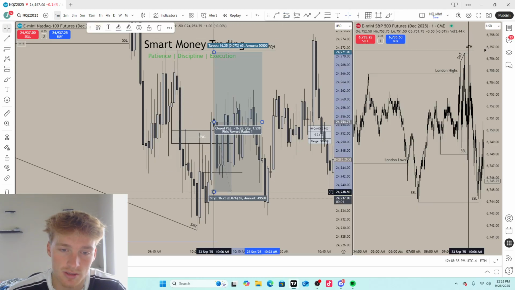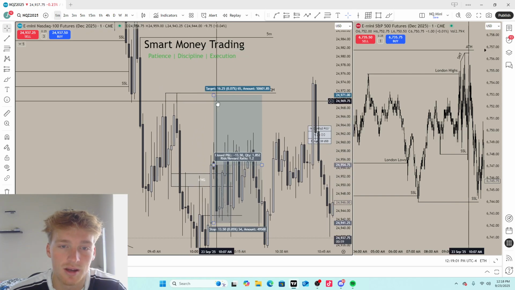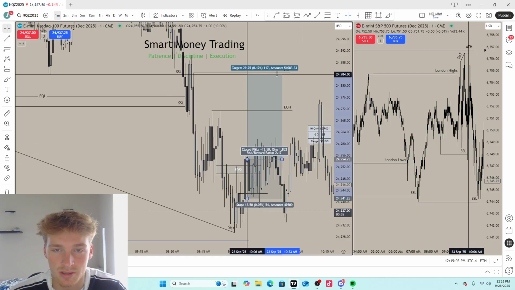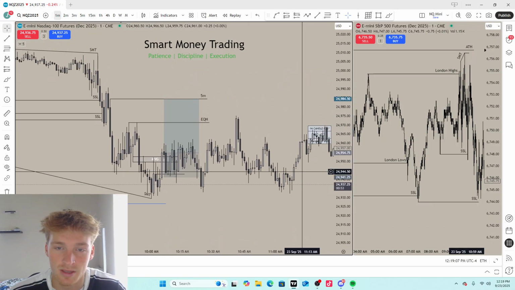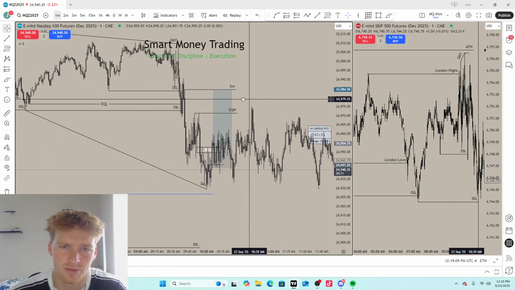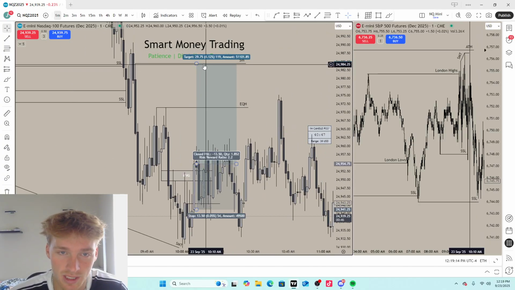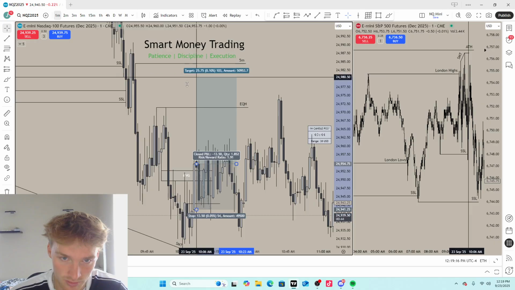Take our entry here. Stop is just right here. Target the equal highs as your break even, 1-to-1, and then ultimately target this unfilled 5-minute, which then later turns into an unfilled 15-minute or something like that. But what we see end up happening, I think actually the equal highs turn into a 15-minute.